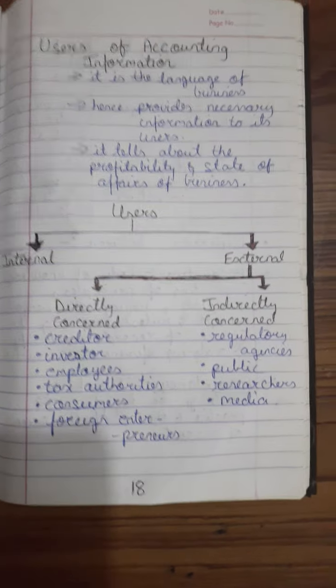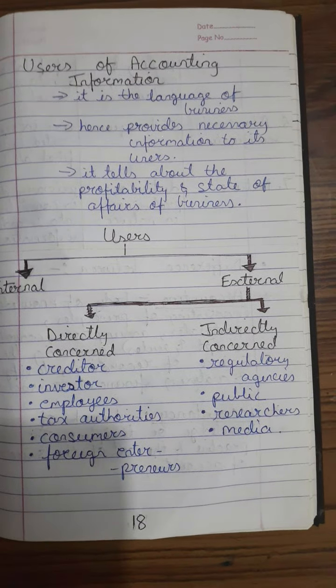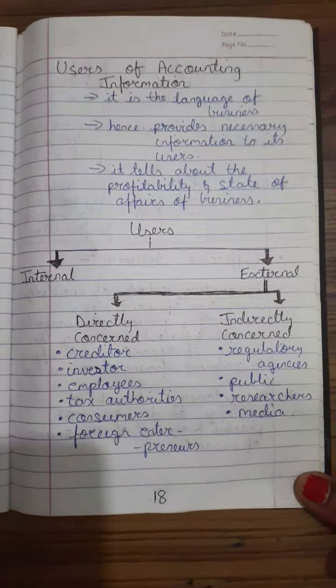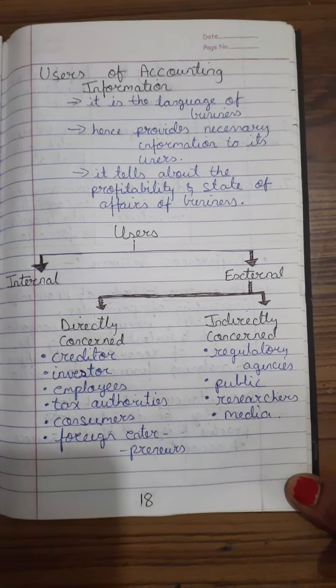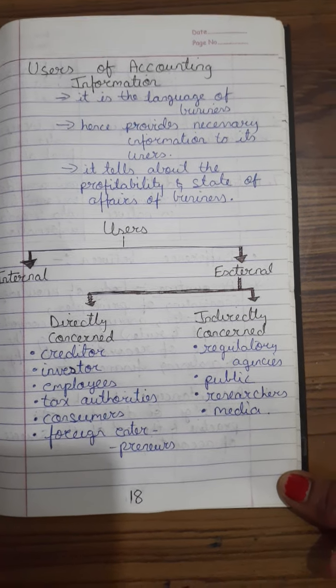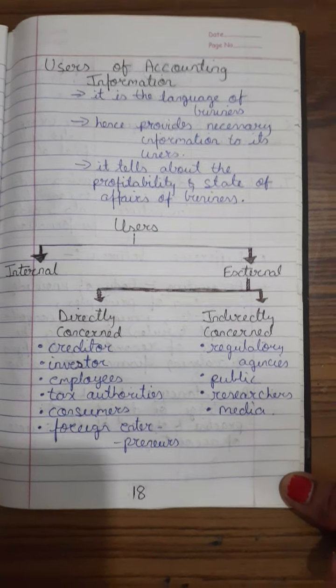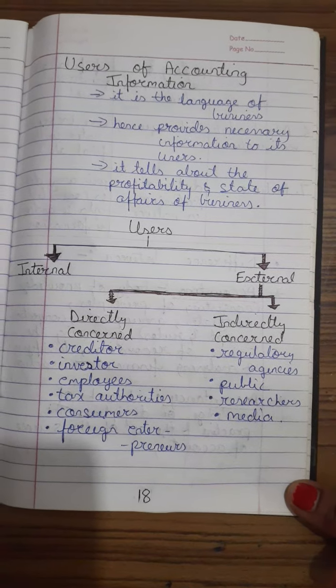For example, retirement, gratuity, etc. Tax authorities. Tax authorities need to calculate tax. Tax is calculated on the basis of information, and since this information is recorded, it becomes convenient for the tax authorities to calculate tax. Consumers.